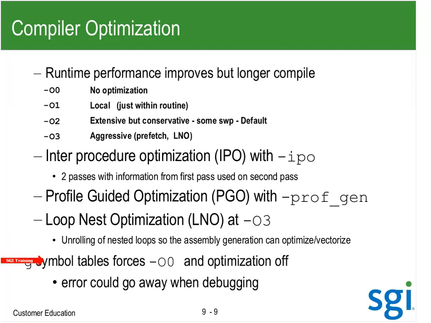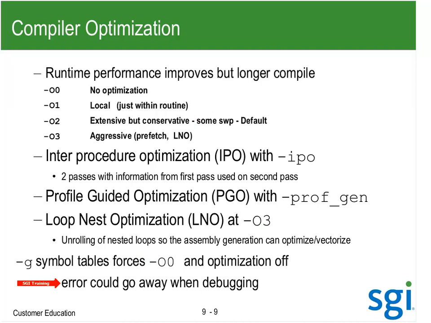Another comment, dash G gives me symbol tables but turns off optimization. Now one thing that can happen, when I am at an O3, it is possible that the compiler might reorder my instructions, what's called software pipelining. I kind of mentioned it up here. Software pipelining is where we reorder the instructions to pack the instruction pipe to keep it busy. But in the process of shuffling instructions to pack the instruction pipe, we might get a timing problem and a numerical error. And then when we try to go to symbol tables, it turns off that software pipelining and the problem goes away.